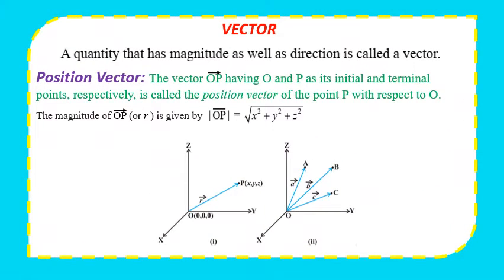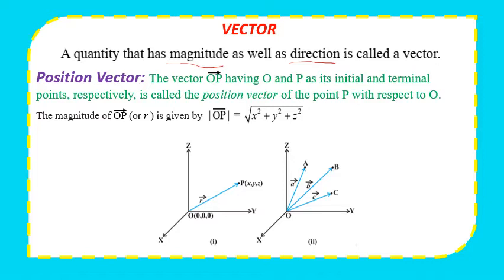So first let me tell you the meaning of vector. All of you have learned about vectors in physics, grade 9 and 10 physics, and maybe 11 also, that a vector is a quantity that has magnitude as well as direction. So any quantity having magnitude and direction is called a vector, a normal vector.